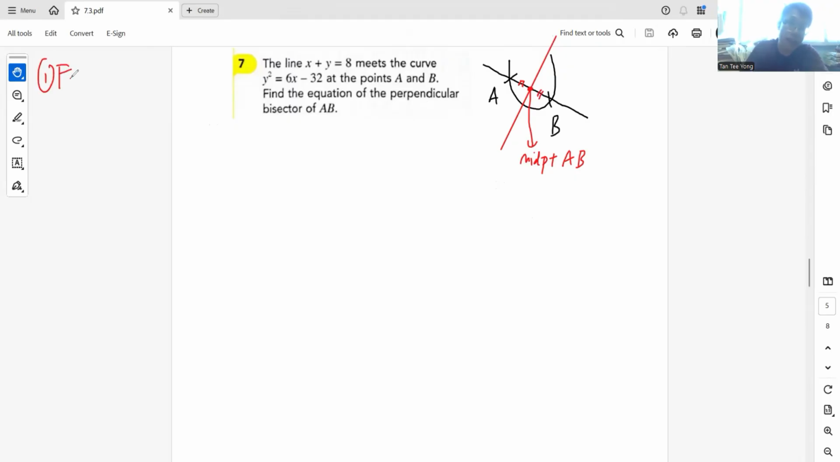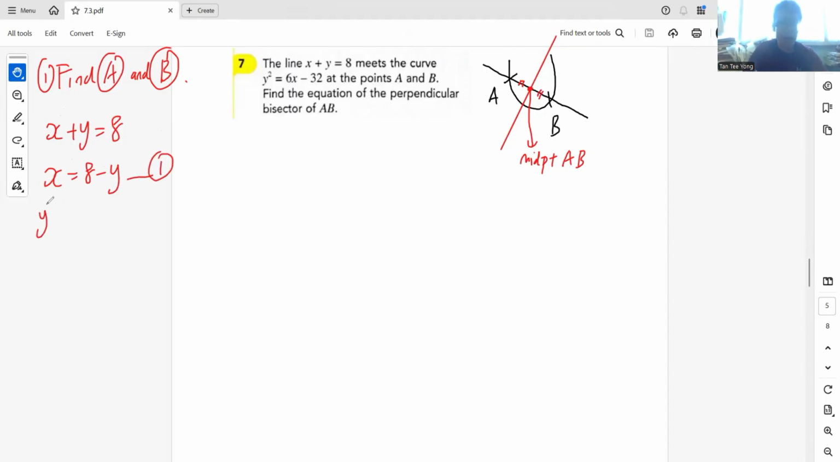You have to find coordinate A and coordinate B. So we have to do this thing called simultaneous equations, and in this case it's called simultaneous non-linear equations. So x plus y equals 8, and then x equals 8 minus y. This is equation 1. And then y squared equals 6x minus 32. This is equation 2.